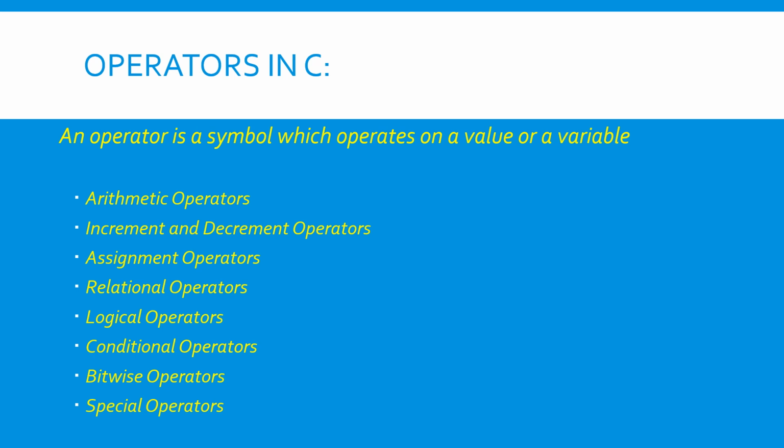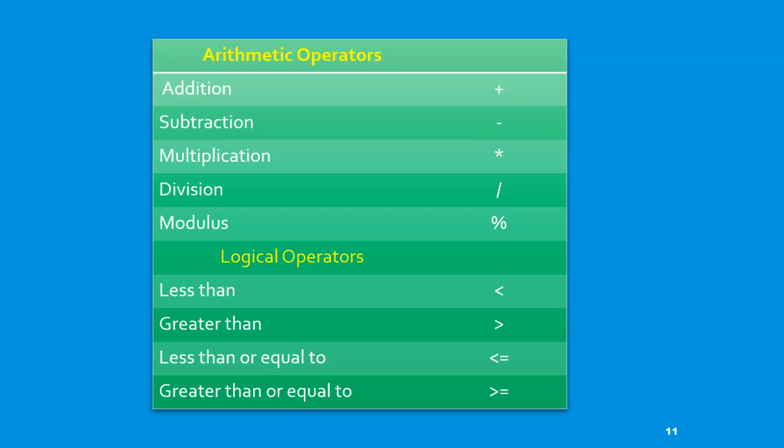We have arithmetic operators, increment and decrement operators, assignment operators, relational operators, logical operators, conditional operators, bitwise operators, and special operators. Let us see what are they separately in the following slides. In the first category of arithmetic operators, addition with the help of plus symbol, subtraction, minus symbol, multiplication, a star symbol is used, division, a slash, and modulus operator by percentage symbol.